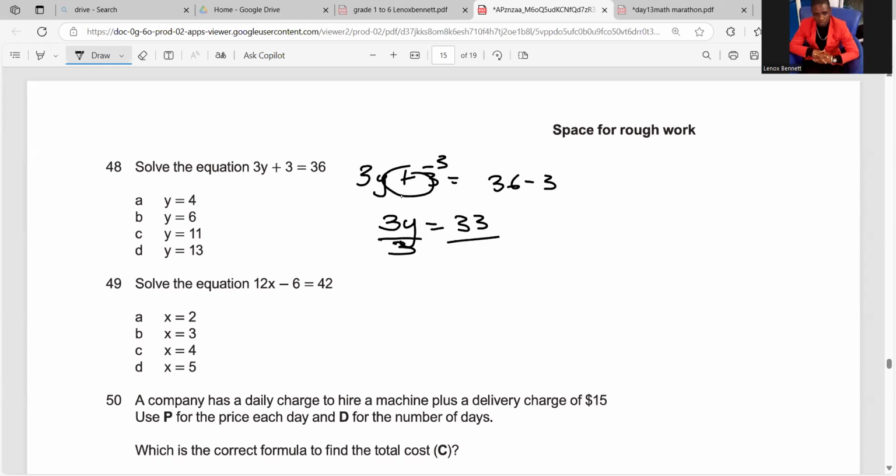Very good. Awesome. I love what you said about the opposite, right? If it's addition, it becomes subtraction. If it's subtraction, you do the inverse of it. Very good. Next one again, guys. It says solve the equation 12x minus 6.